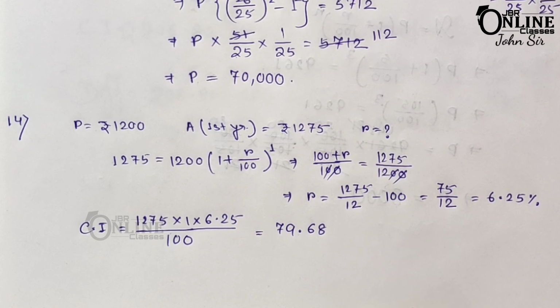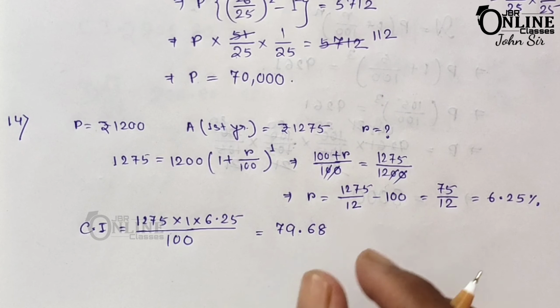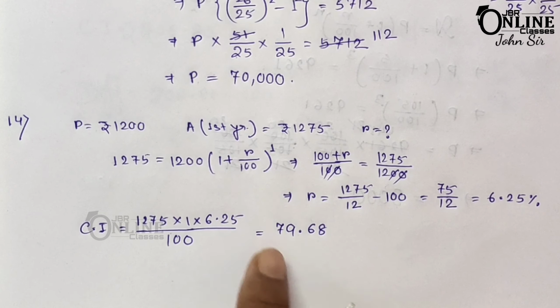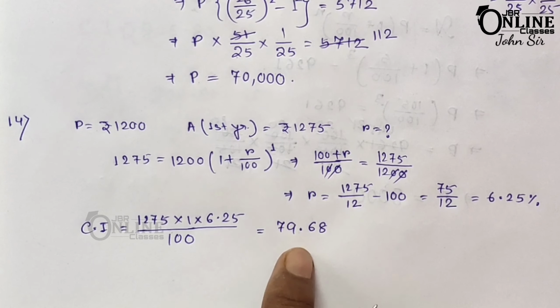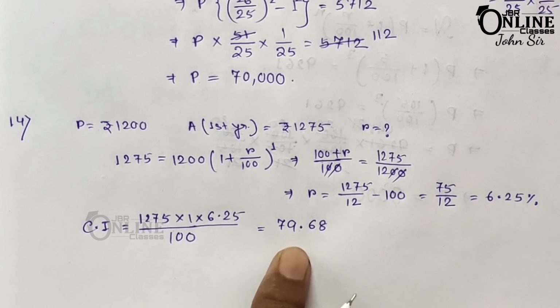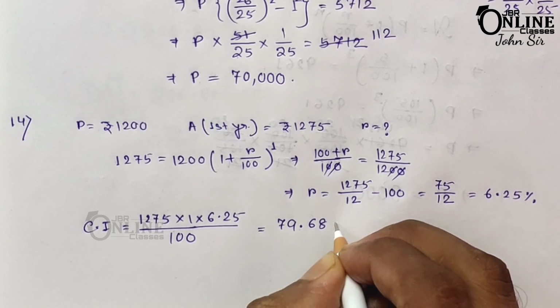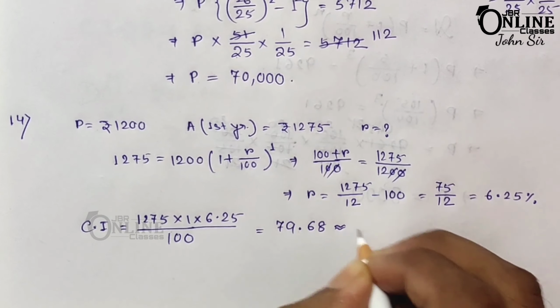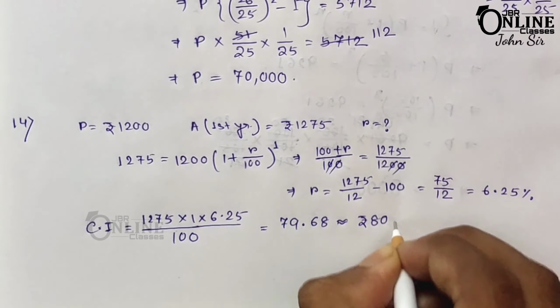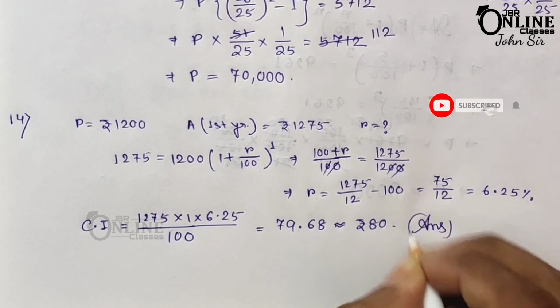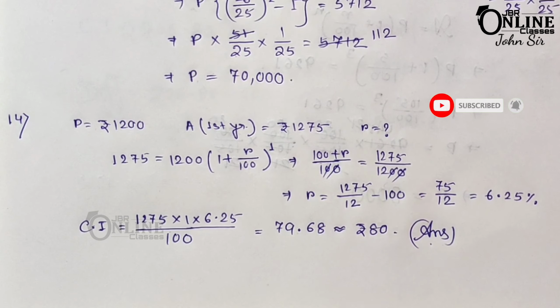From that you will get 79.68. But here you have to find the interest to the nearest rupee. So the nearest rupee will be 80. So compound interest for the second year is approximately rupees 80. So rupees 80 is your answer.